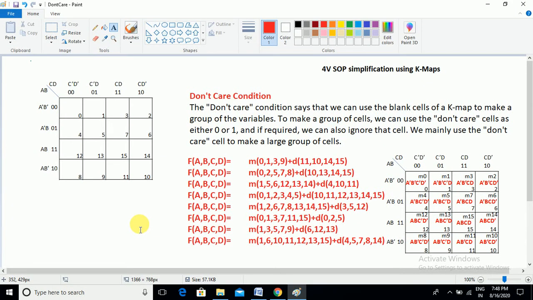In this video, let us discuss the 4-variable SOP simplification using K-map with don't care conditions. How can we simplify the 4-variable K-maps, including don't care conditions? Let us go to the first.